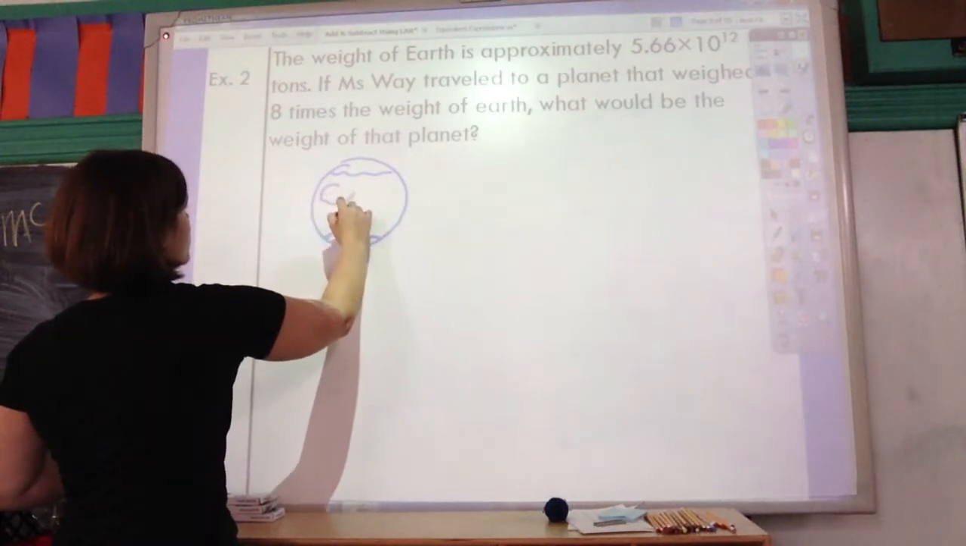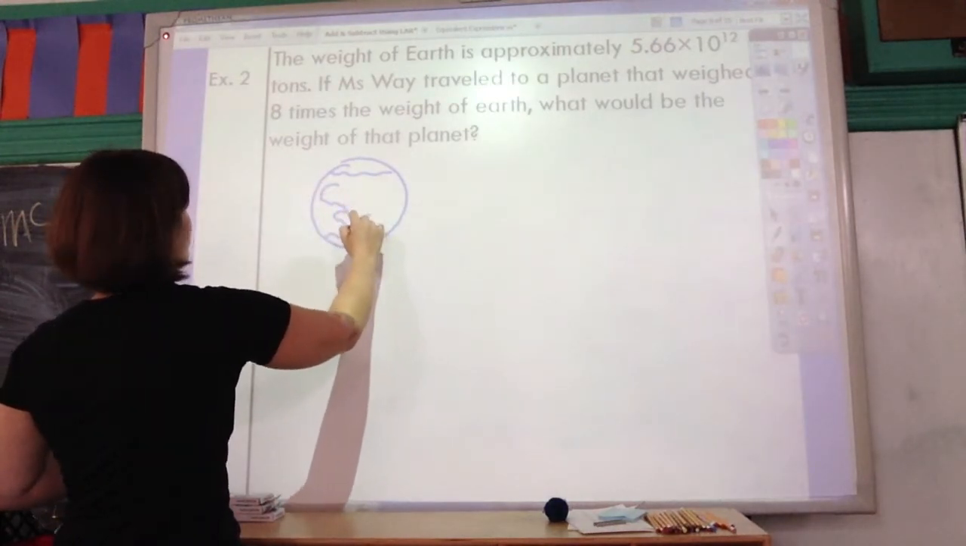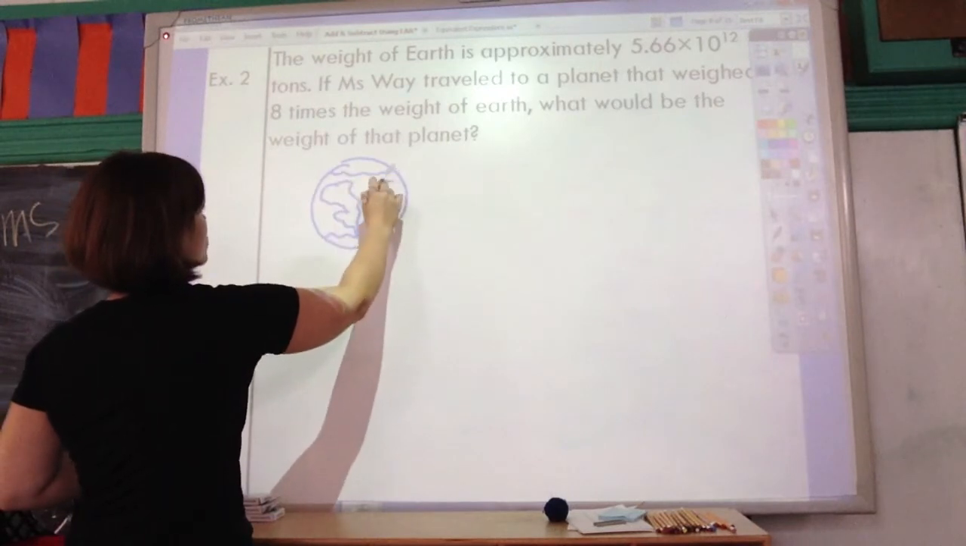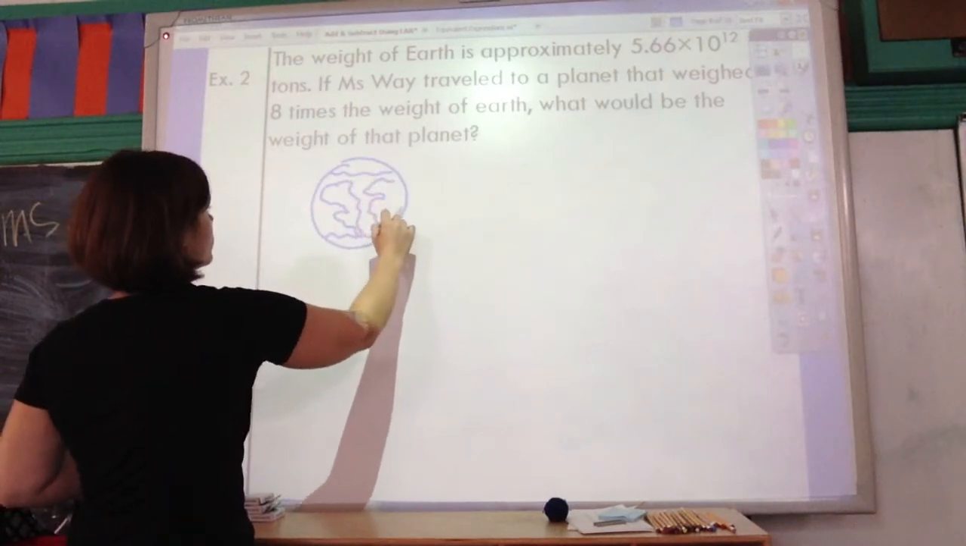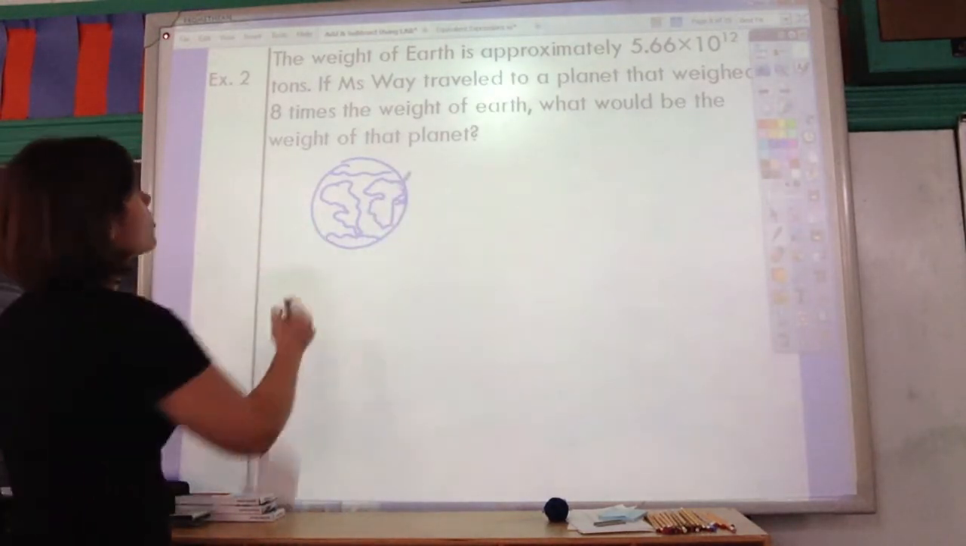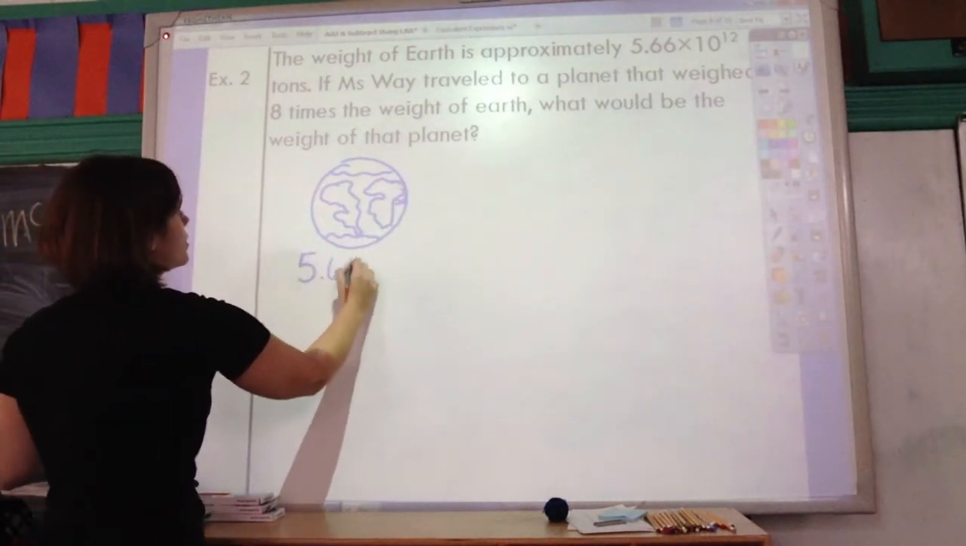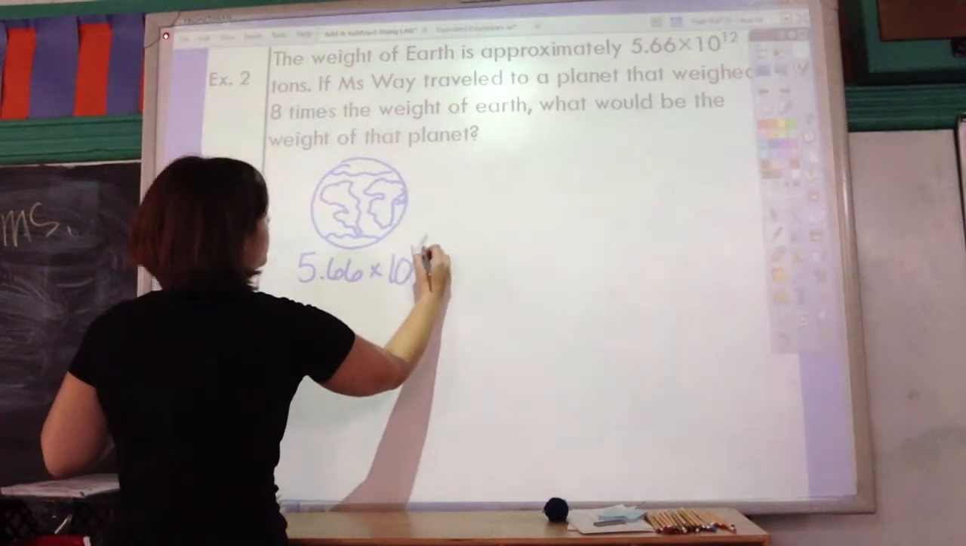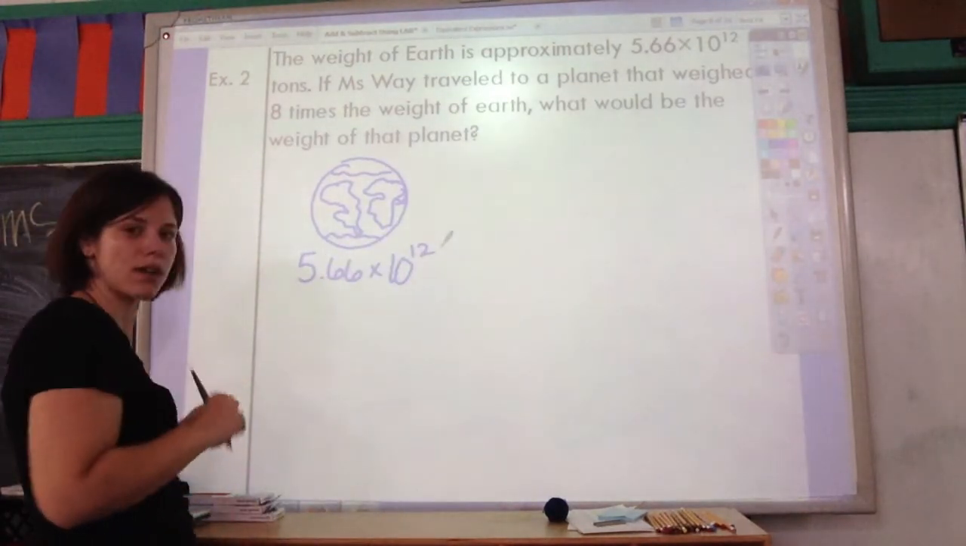Well, I know that Earth, and here I'm going to draw a little Earth for you. This is a good time in your notes to make sure that you have example 2. You do not need to draw this budget-looking Earth. But there you go. Woo, that looks so good. Okay, here's Earth, and I know that it weighs 5.66 times 10 to the 12 tons.